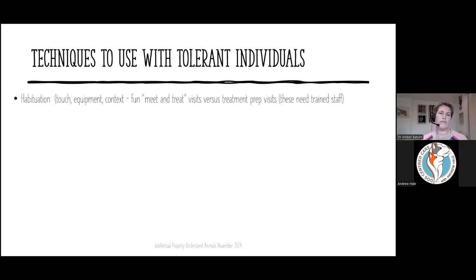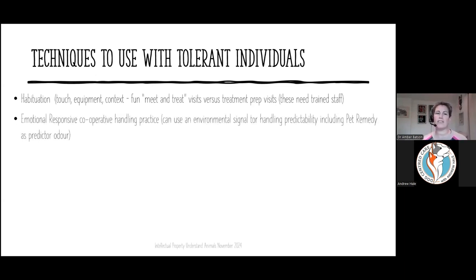There's a whole host of techniques that we can use to make things better for dogs visiting the practice, both with tolerant individuals and for those less tolerant. We can get them used to things in advance, and that's some of the stuff that we've got on the webpage to take a look at. We can think about emotionally responsive cooperative handling practice. Again, we've got some thoughts on that on the webpage.